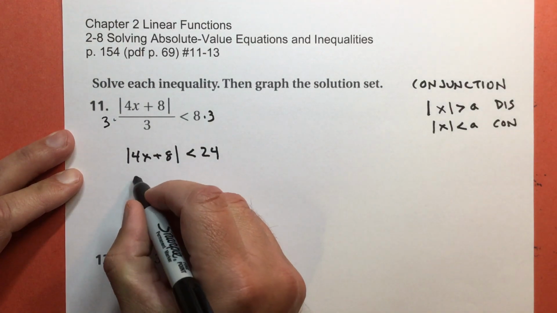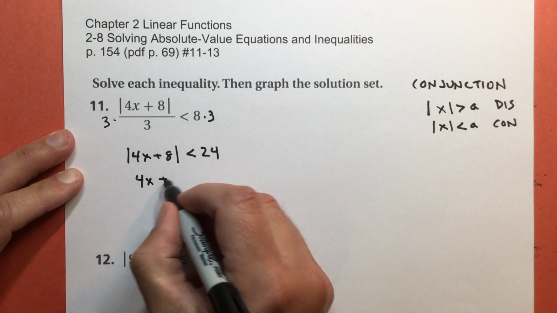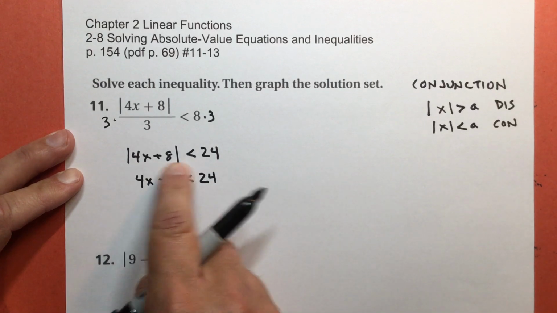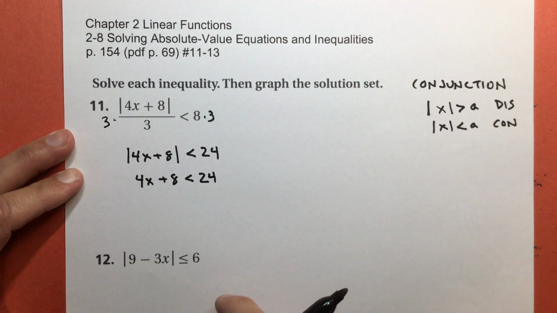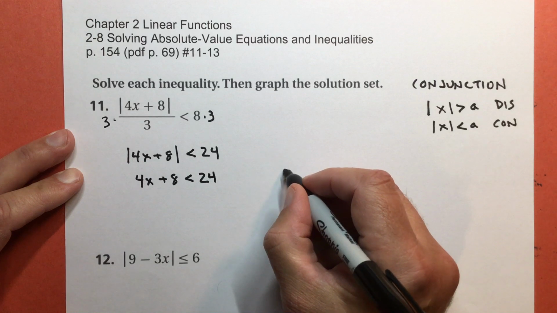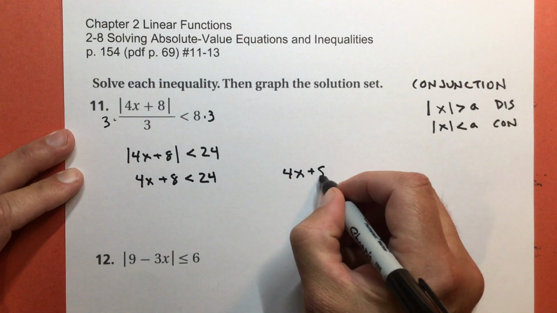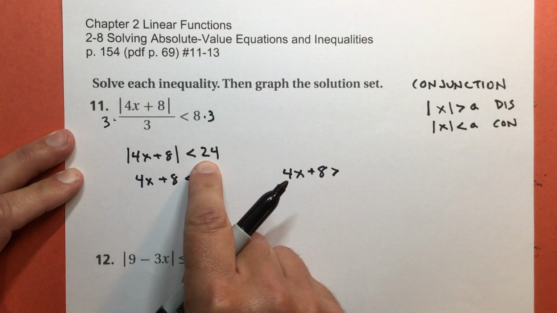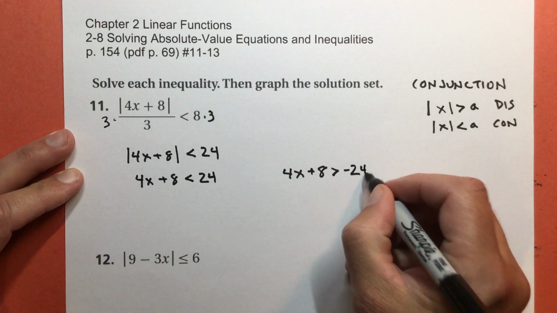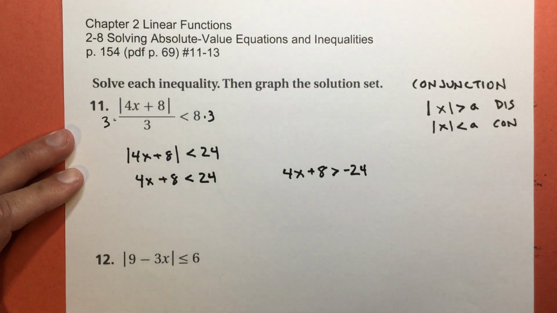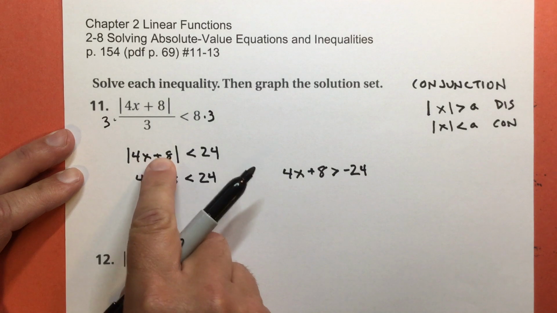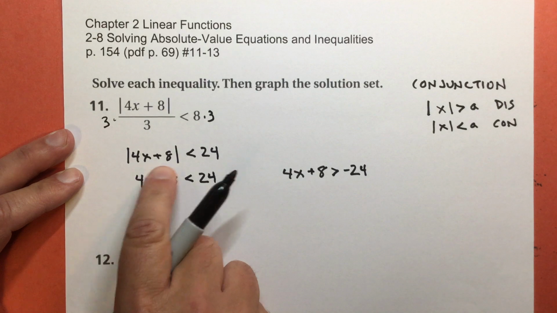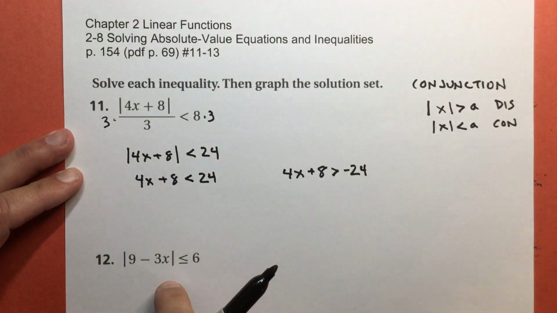Now let's split it. My first inequality, I'm going to leave everything alone except I'm going to drop the absolute value bars. For my second inequality, I'm also going to drop the absolute value bars, but I'm going to switch the direction of the sign, and I'm going to switch positive 24 to negative 24 to take care of the other sides where the 4x plus 8 is going to overall become negative. The x may or may not be negative, but the 4x plus 8 may be negative.